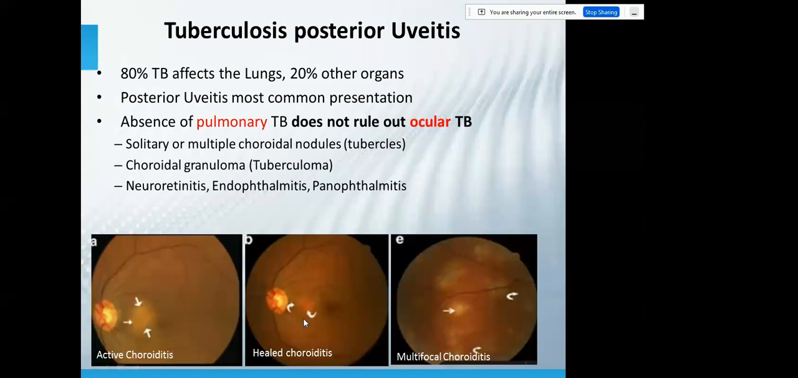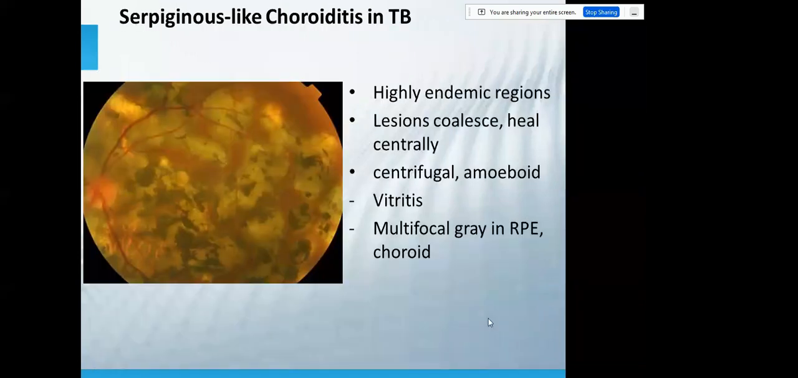So what you see on the eye: tubercles in the choroid, sometimes even granulomas, which are tuberculomas, and then on the retina, you can see neuroretinitis. Sometimes pus can fill the whole of the vitreous, that is called endophthalmitis. And sometimes the endophthalmitis can affect the walls of your eye until they melt away. It is called panophthalmitis. The picture below is showing you active choroiditis. Then when it heals, you can have multifocal lesions as well. Next, you can also get this snake-like pattern, as I've said already, serpiginous choroiditis. This can also be seen in tuberculosis in very endemic areas.